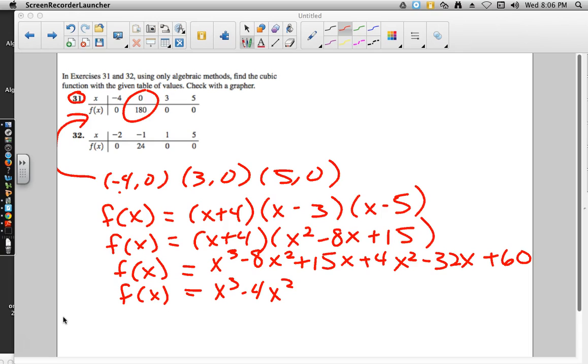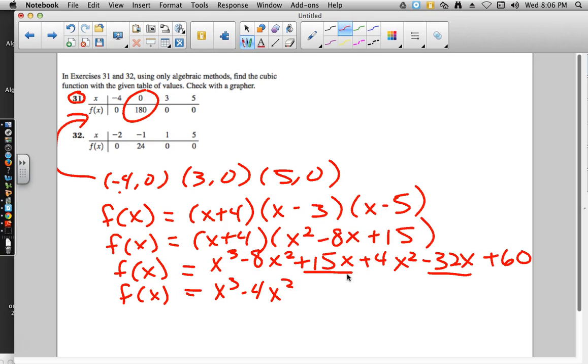All right, so we have our x cubed, and then negative 8x squared plus 4x squared will give you negative 4x squared. We have 15x minus 32x for a negative 17x, and then we have the plus 60 in the back. Now, you should be saying to yourself, but Cedarholm, there was that one piece of information up there that we skipped earlier, and that is that we need to get 0, 180. Right now, if we put a 0 into this, we're going to get 60. So I think, well, what could I do to this function in order to get that 60 to be 180?